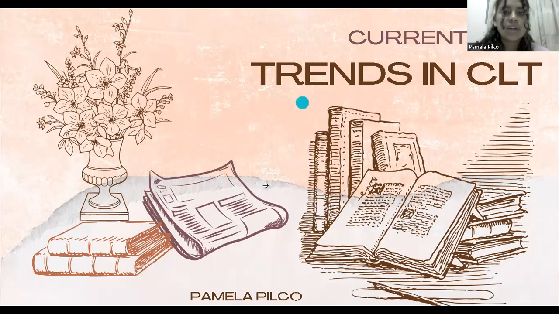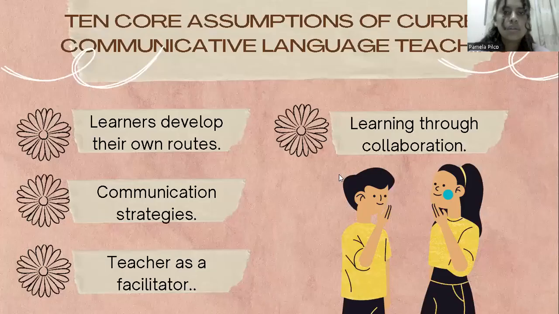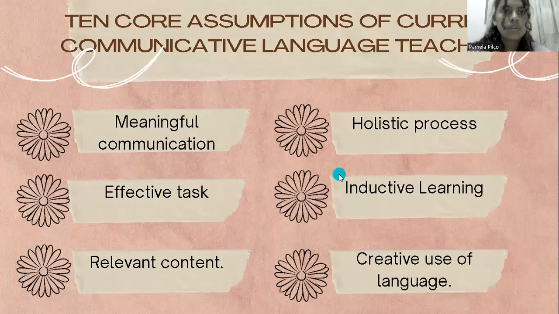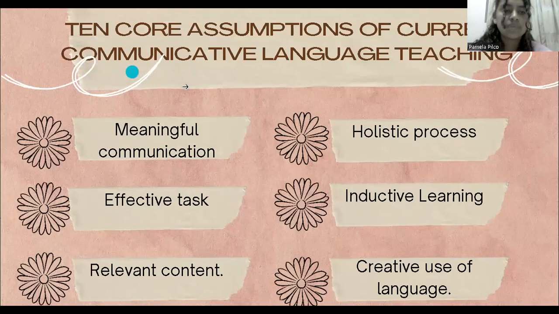So now, are you wondering what is a trend, especially in the educational field? Well, let me just explain. A trend is a set of teaching and learning methods that are highly applied to any person. Now, once you know that, we're going to move on to 10 core assumptions of current communicative language teaching.